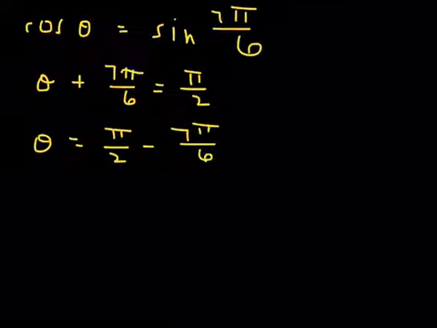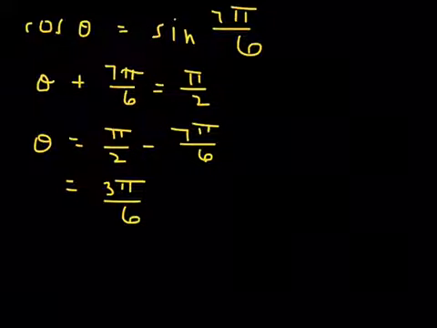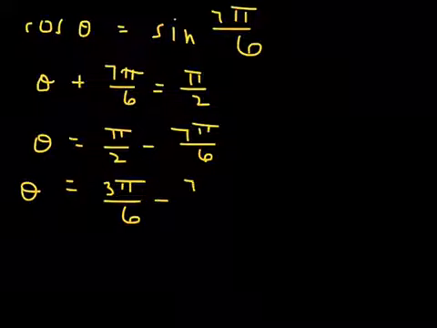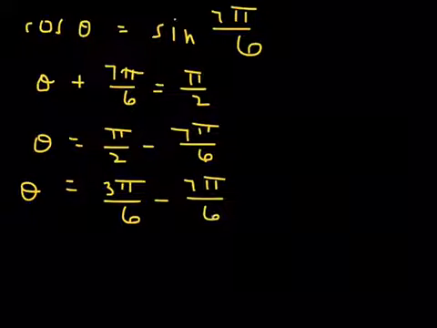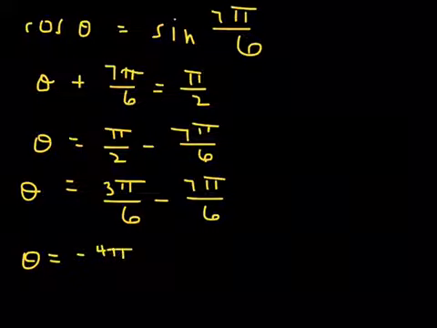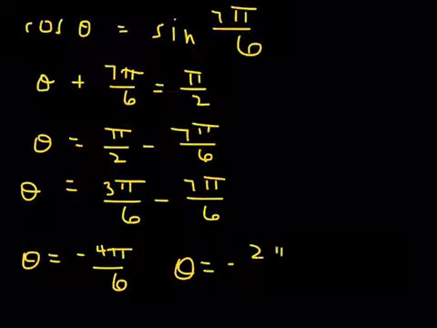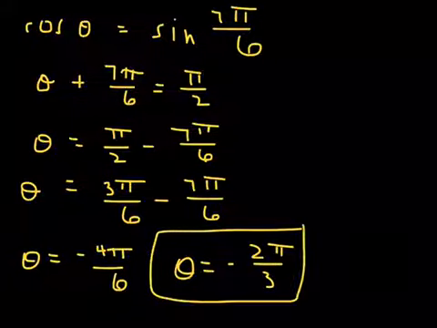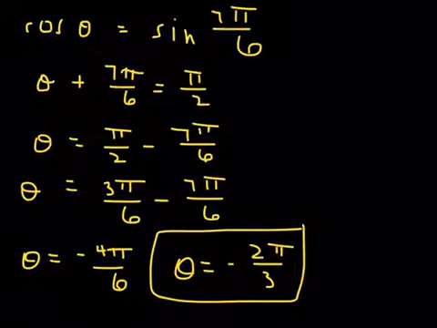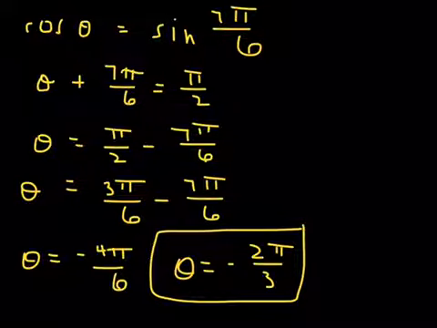Right? Well, that's the same thing as 3 pi over 6 minus 7 pi over 6. Right? So then theta is negative 4 pi over 6. And that is to say theta is equal to negative 2 pi over 3. That's what theta must be. All right, cool, guys. Again, this is emphasizing what we've already studied, and that is cofunction values of complementary angles are equal.